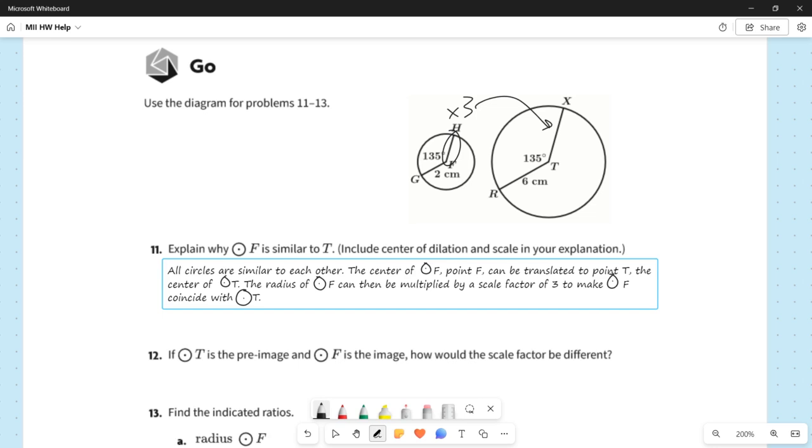So again, super simple explanation is that all circles are similar, but we can also get a little bit into more detail and say that we simply move our center and then dilate our radius, and then we have two circles that coincide with each other.